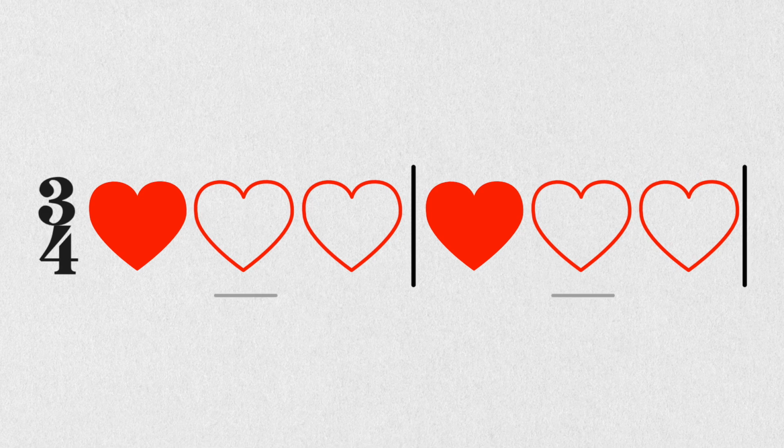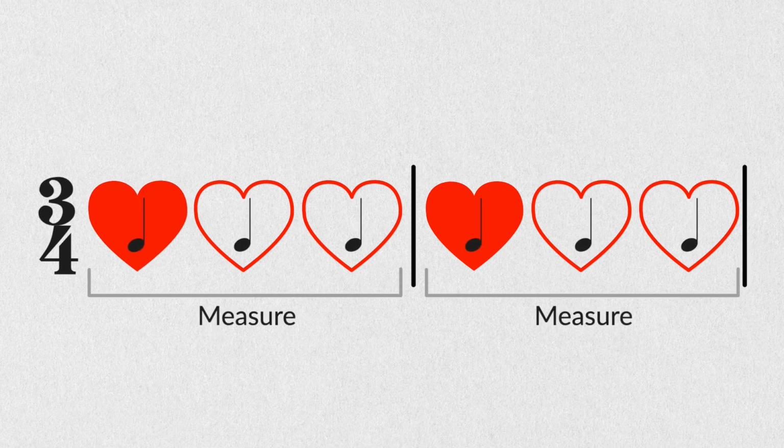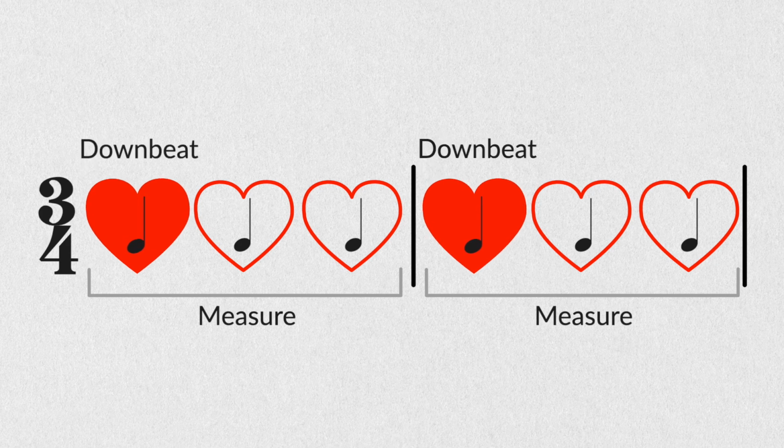Remember, music is made up of strong and weak beats, organized into measures. The first beat in every measure is a strong beat, and that first beat is called a downbeat. The word downbeat comes from the tradition of conducting.